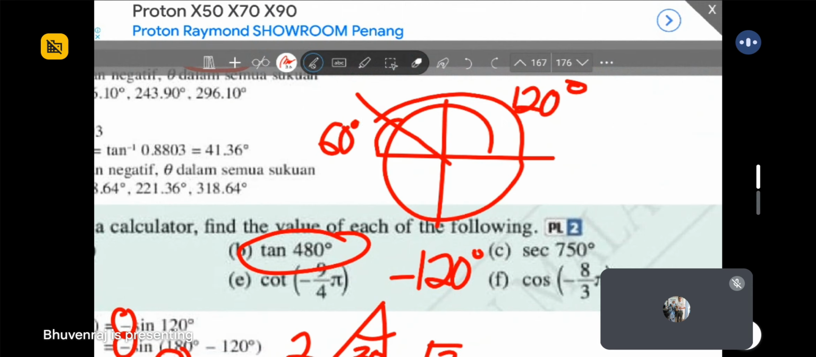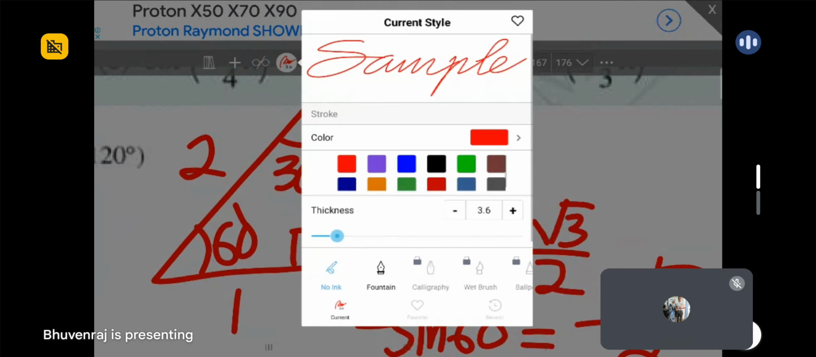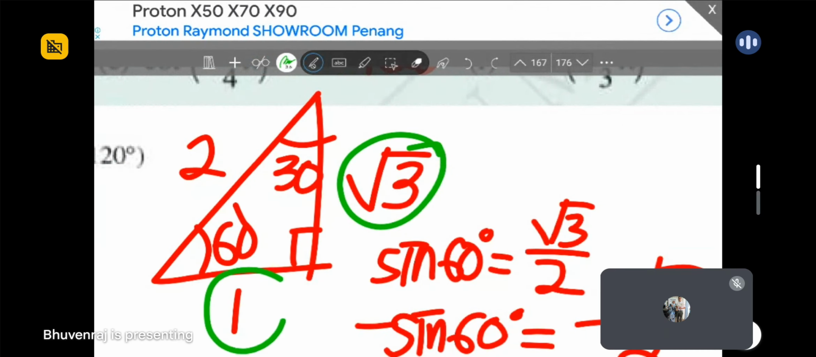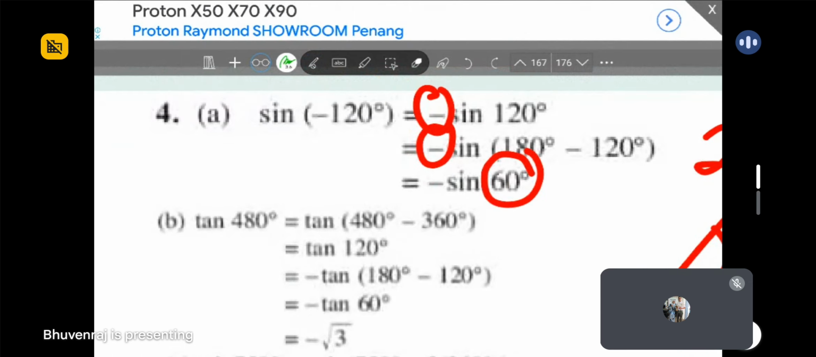So tangent 480 is equal to negative tangent 60. You must add the negative because tangent is negative in the second quadrant, and the reference angle is 60. Now tangent 60, you can get the answer: opposite over adjacent, √3 over 1. So the answer you will get is negative √3. This is the answer.